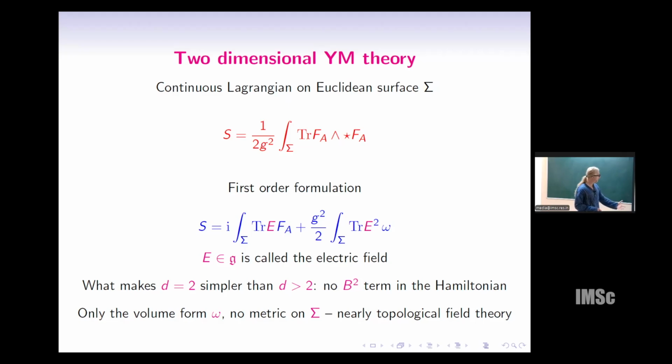write the Lagrangian density. So unlike the Yang-Mills theory in higher dimensions, which depends on the actual metric on spacetime, this two-dimensional version does not care about the metric on the worldsheet. It only cares about the topology and the choice of the volume form.